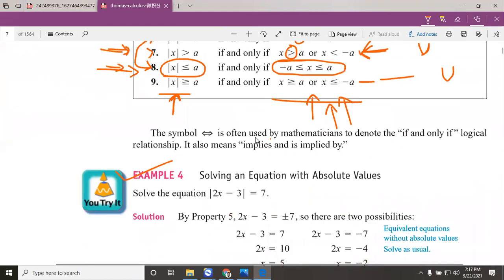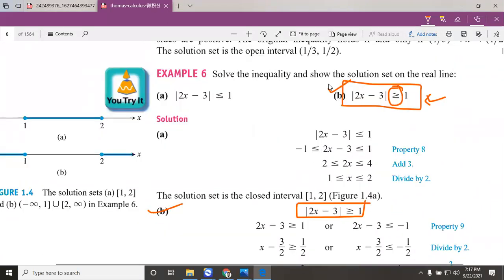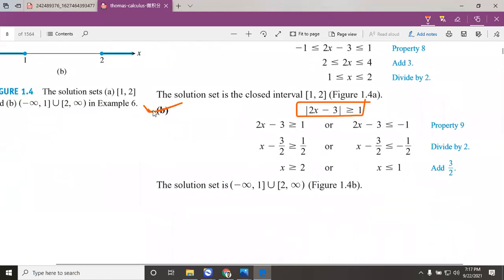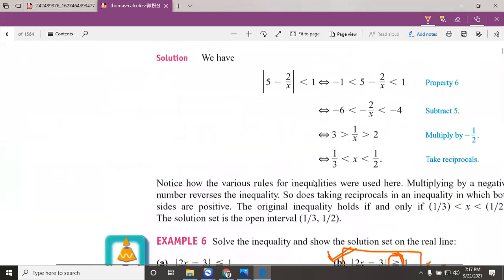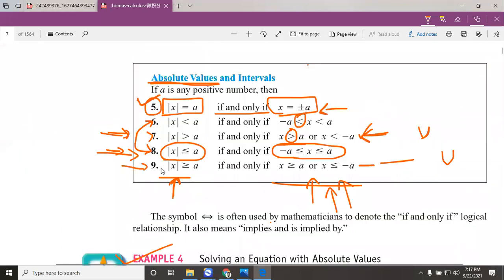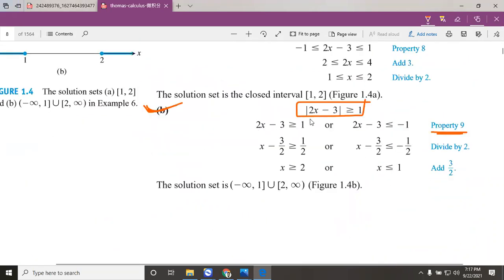Okay, properties here. So let's solve this number B. This is property number 9. So what is property 9? The absolute value of x is greater than or equal to a if and only if x is greater than or equal to a or x is less than or equal to minus a. So we have to write it this way: x is greater than or equal to 1 or x is less than or equal to minus 1. Okay, this is property 9.